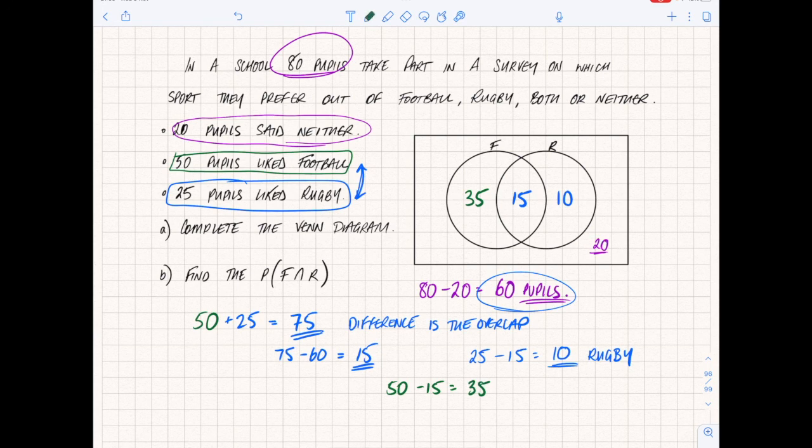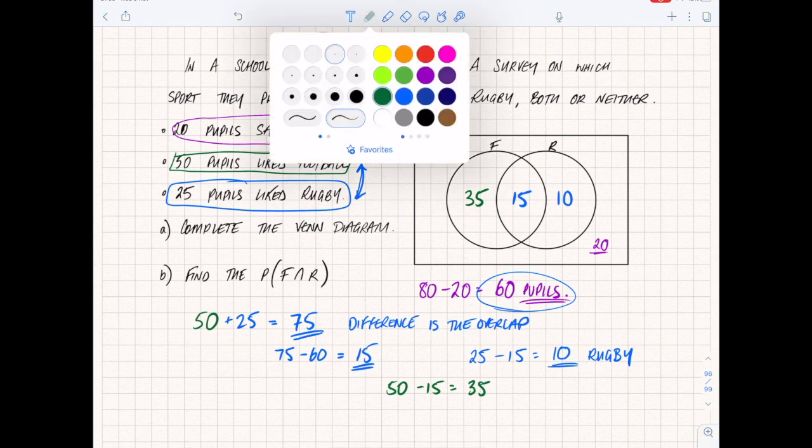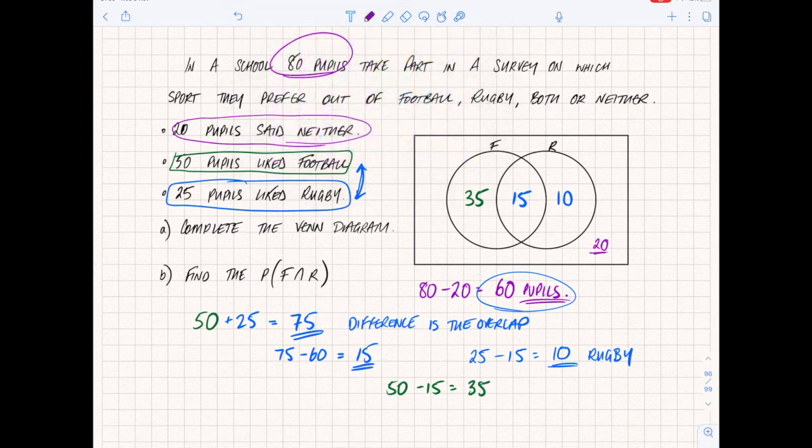And now your final thing to do to double check that you are fully correct is add all that together. So 35 plus 15 plus 10 plus 20. And when you do that, it should end up giving you the total pupils. So that gives us 50, 60, 70, 80. So I know that that Venn diagram is correct because when I add it all up, I end up getting the total amount in the class survey. So that's how you do it when you've got an overlap involved.